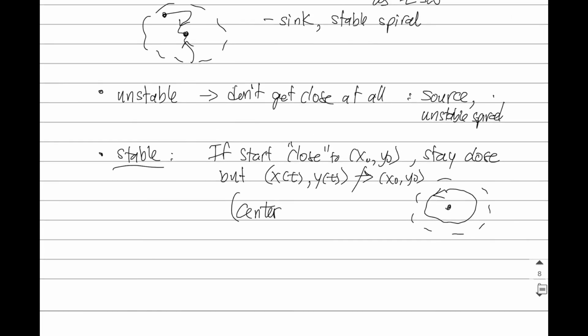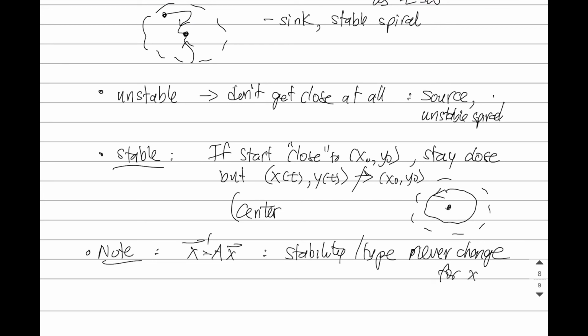Now, a note: when you've got a linear system, the stability and the type never change for your equilibrium point of 0. It never changes. It's always the same. That isn't true for a nonlinear system.